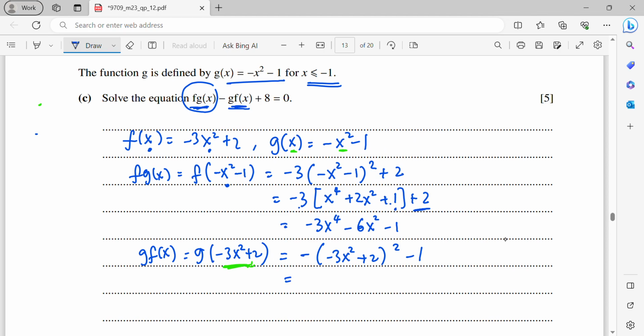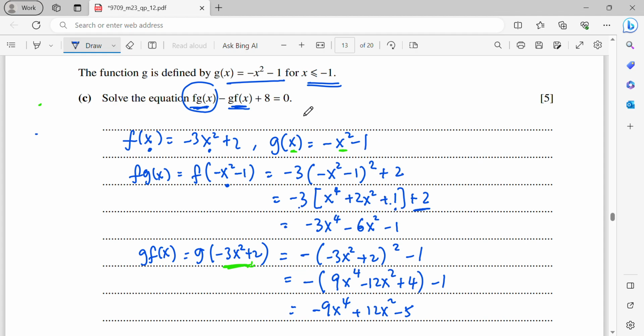Okay, then from here, the negative remains. Square of minus 3x squared plus 2, you will be getting 9x degree 4 minus 12x squared plus 4, then minus 1. Then I will be getting minus 9x degree 4. The minus is plus 12x squared. So minus times 4 is minus 4. Together with the minus 1, it becomes minus 5.